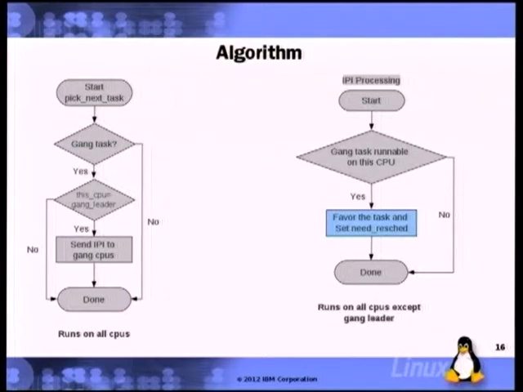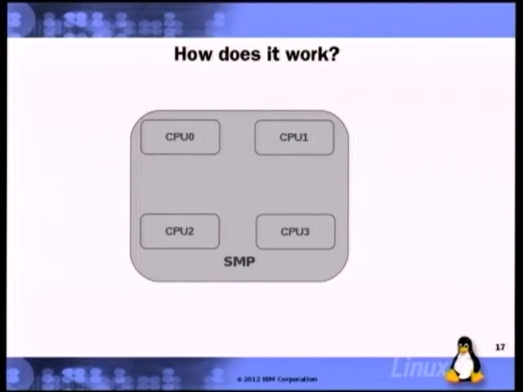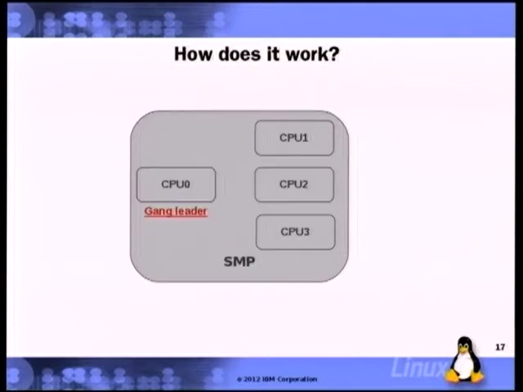This is an algorithm slide, and I would actually jump to the next slide to explain that. So how will this work? Taking an example of a 4-CPU SMP machine, we need an initiator or arbitrator which will start and stop gangs, and which will send IPIs. We call it the gang leader. In this case, we select CPU 0 as the gang leader.